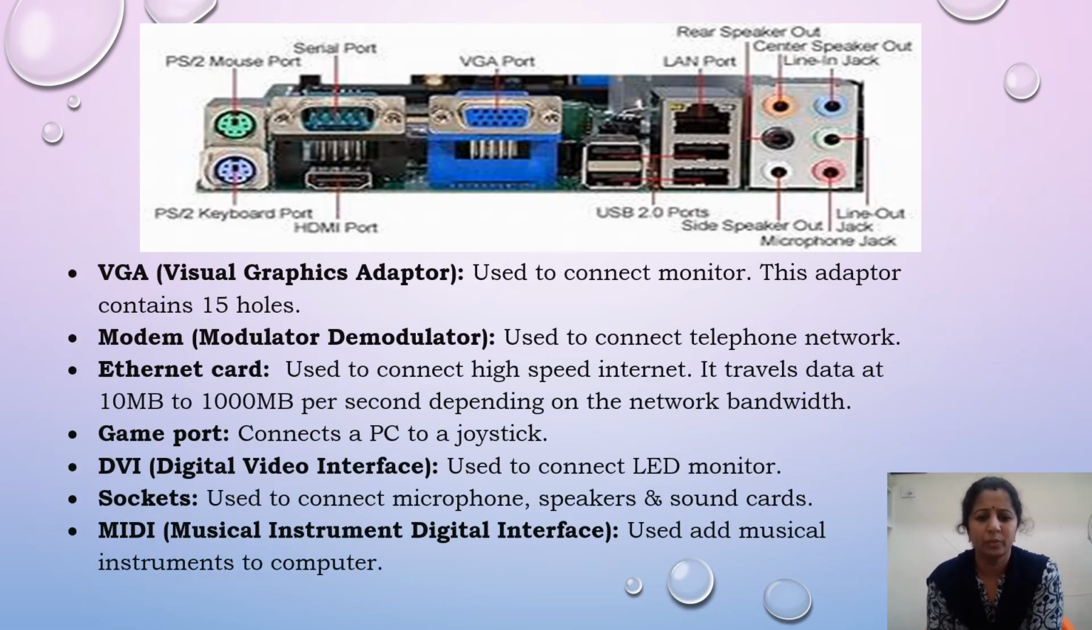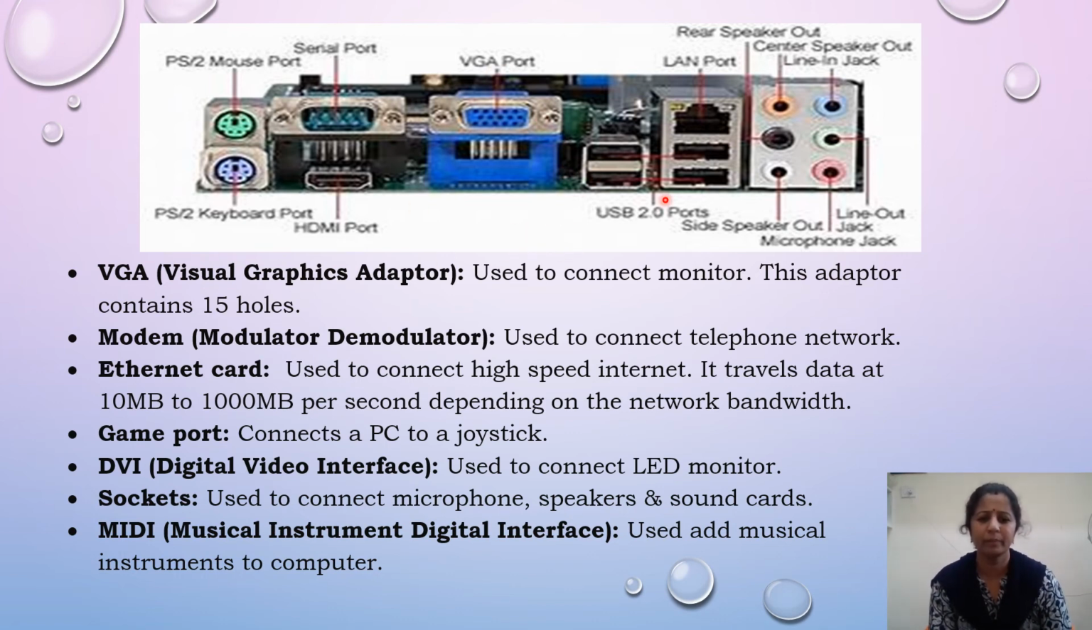Next, that is your VGA slot. VGA means your video graphics adapter. It is used to connect your monitor. This is your VGA port. It is used to connect your monitor, that is your LCD monitor, into your port. It has 15 holes. That port is used to connect your monitor.